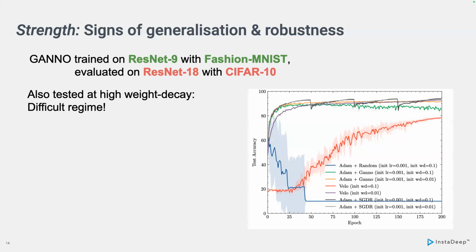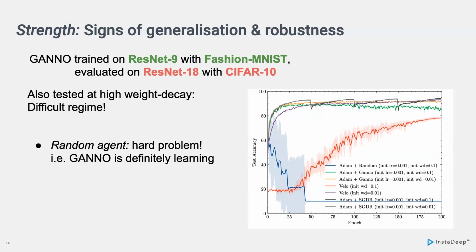This graph is quite a lot, so don't get too overwhelmed by it. But I just want to highlight some interesting points. So firstly, the random agent. So this is this blue line here, Adam with a random agent. It's a hard problem. It struggles. When Adam tries to learn on this, it's like a random agent bumbling along, it cannot solve this problem. And that's important because we are essentially showing GANNO is learning. It's not doing just something random, you know. Moreover, Velo is this learned optimizer, which we'll speak about a bit later.